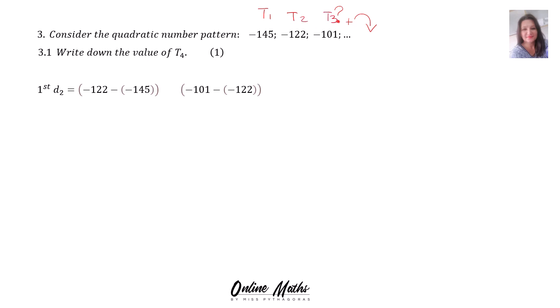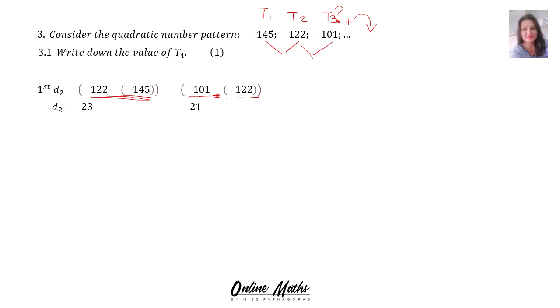And you're going to take negative 122 minus negative 145. And my advice to you is to use brackets, because then it will just be easier and you cannot make a mistake. And then also you will say term 3 minus term 2. So it's going to be negative 101 minus bracket minus 122. And then your first difference there, when you subtract the 2, is 23, and your other difference is 21.